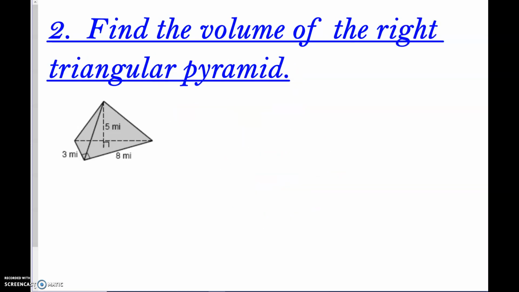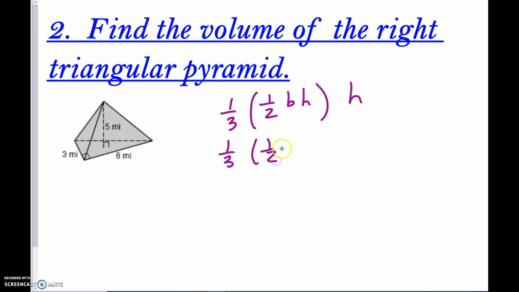So it's that area of the base times the height times 1/3. All right, and this one, we're going to have 1/3, and the base in this case is a triangle. So we're going to do 1/2 base times height times the height of the figure. So we have 1/3, and the area of the triangle is going to be 1/2 times 3 times 8, because those are perpendicular to each other, times the 5. If I did my math right, these 3's cancel, 1/2 of 8 is 4, 4 times 5 is 20 miles, and we're talking about volume, so it is cubed.